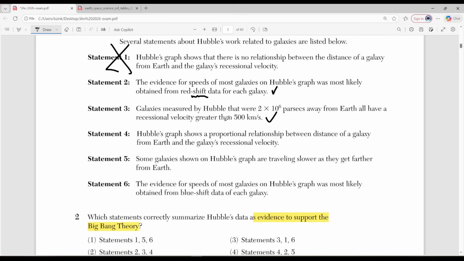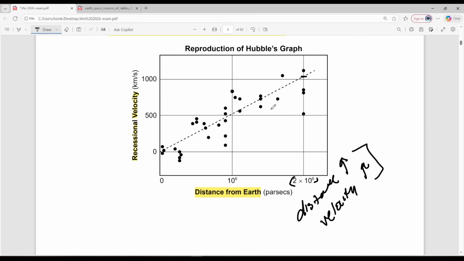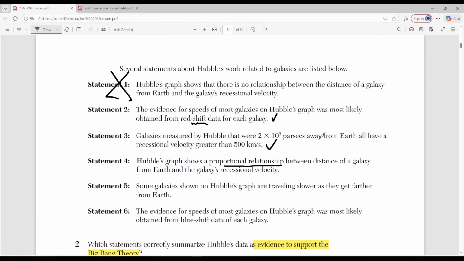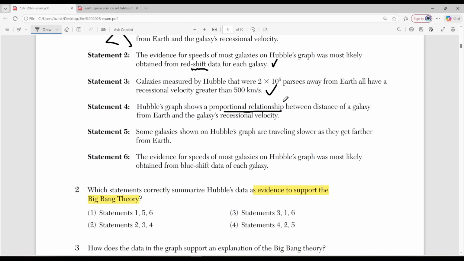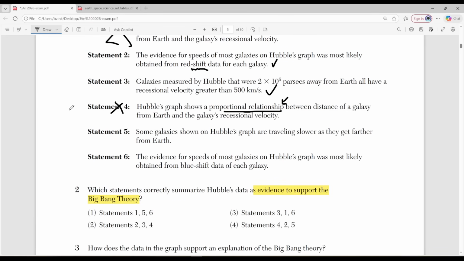Okay, Hubble's graph shows a proportional relationship between distance of a galaxy from Earth and the galaxy's recessional velocity. A proportional relationship. It's probably not true because everything is kind of scattery. That one's weird. That is really hard wording right there. But that could mean, does that mean direct? We're going to have to put a question mark there. We'll see if it works out with the choices here.